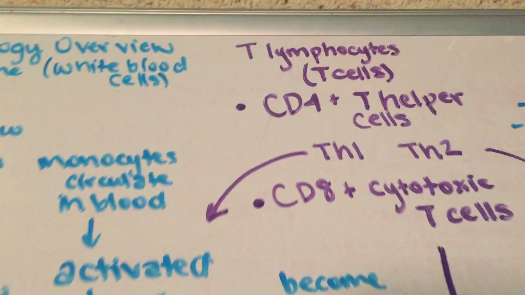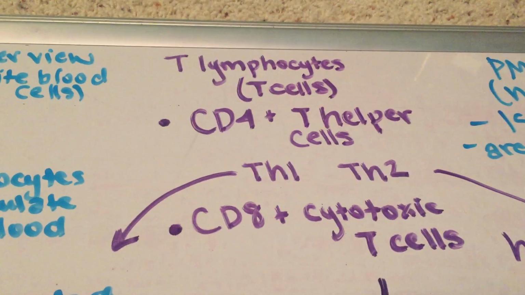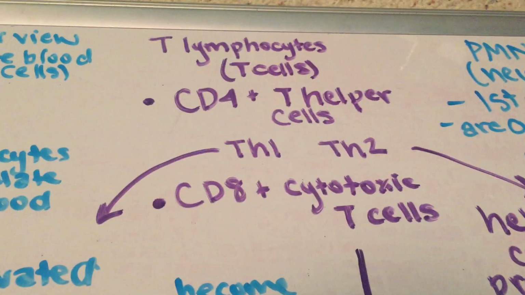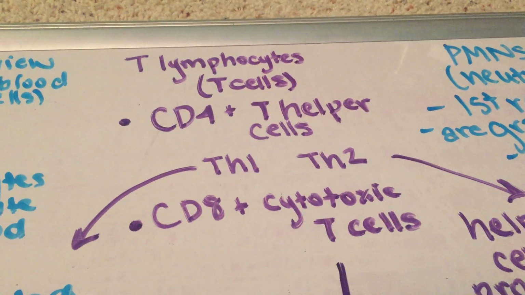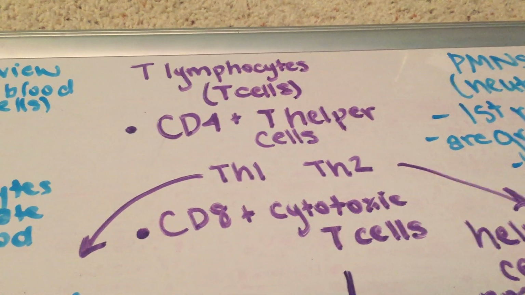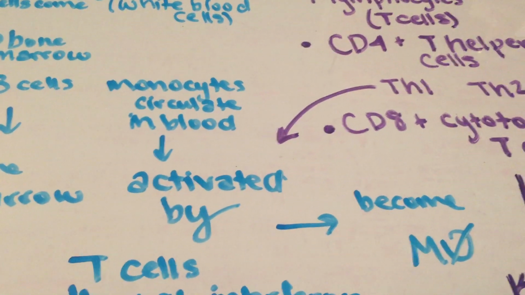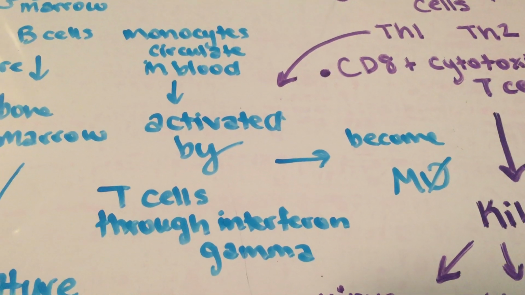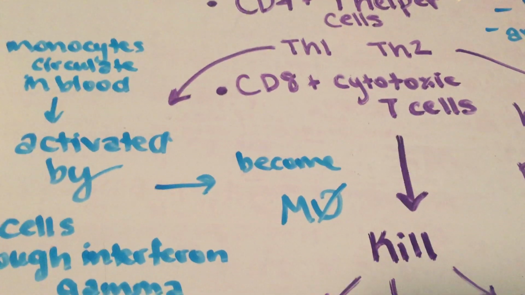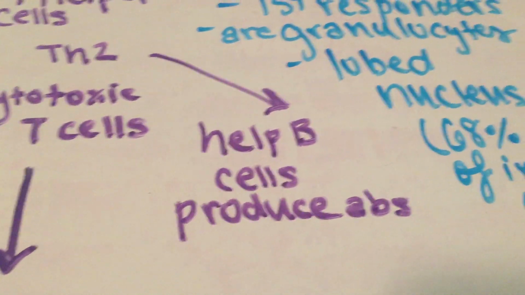Next, I want to talk about T lymphocytes, or T cells. There are two forms, CD4, or T helper cells, and CD8, or cytotoxic T cells. Let's talk about the T helper cells first. So Th1 cells come over here, and the monocytes that are circulating in the blood are activated by these Th1 cells through interferon gamma, and these monocytes become macrophages. Then if we come over here to Th2 cells, they help B cells produce antibodies.